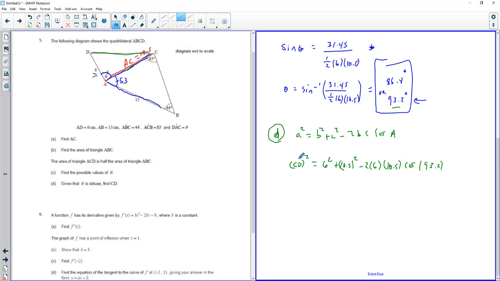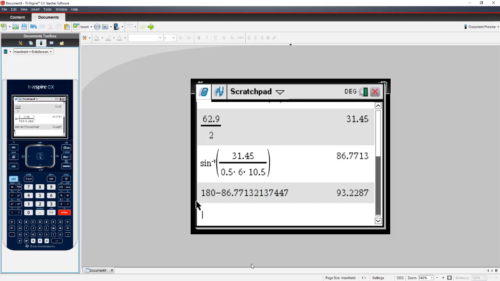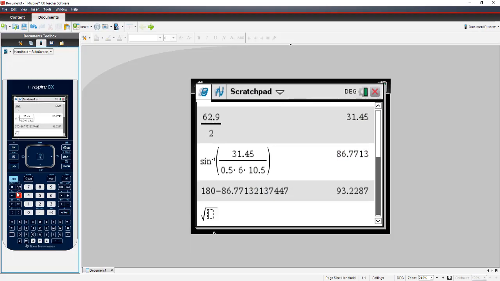And then we will solve this, right? We'll take the square root of this. So what we have to do is take the square root of both sides. Don't forget, a lot of people forget to take the square root at the end, and what they found was CD squared and not CD. So I'm going to just do that in the calculator with the square root in there, 93.2. So we'll just do that right away.